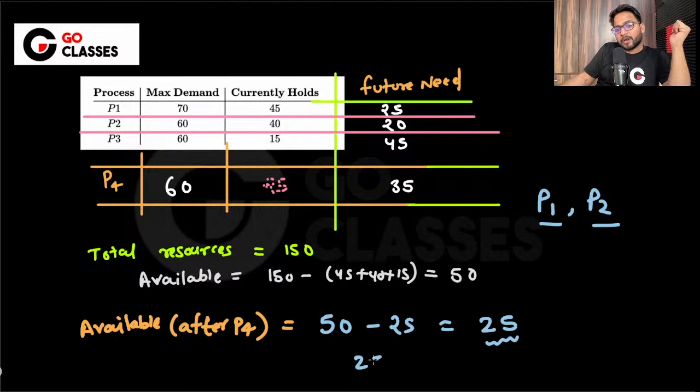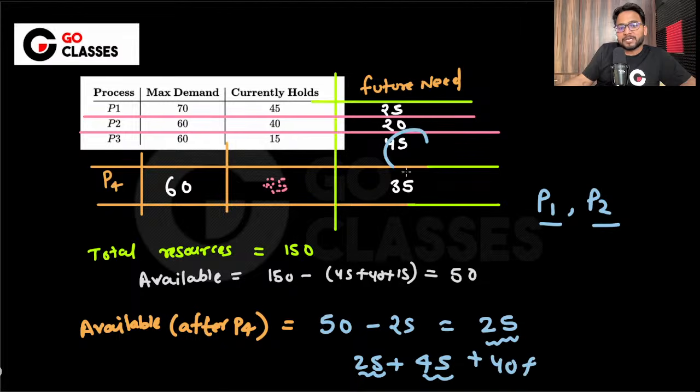25 you already have, but after P1 release, you will be getting 45 from P1, and these are the total available with you. And with this available, I think you can satisfy any of this need, right? Once you satisfy P2's need, P2 will also release 40. Once you satisfy P3's need, P3 will also release 15, right? I think you can satisfy everyone's need, right? And once you satisfy this need, it will also release 25.